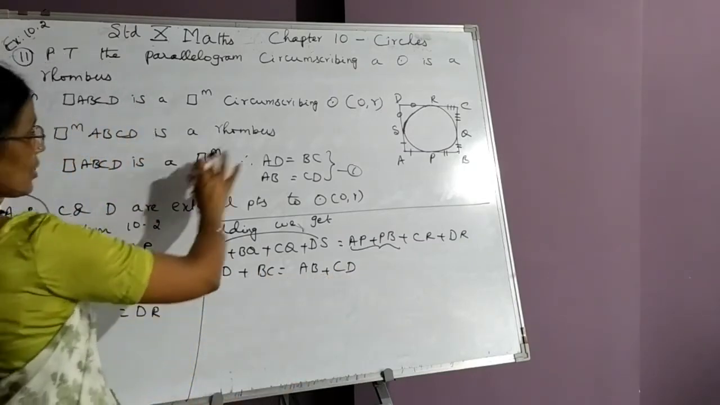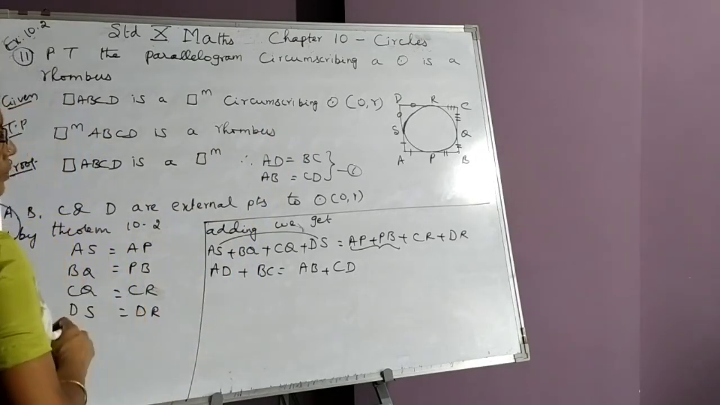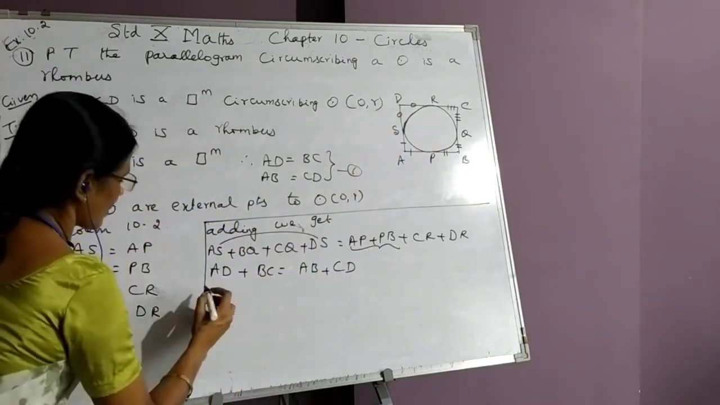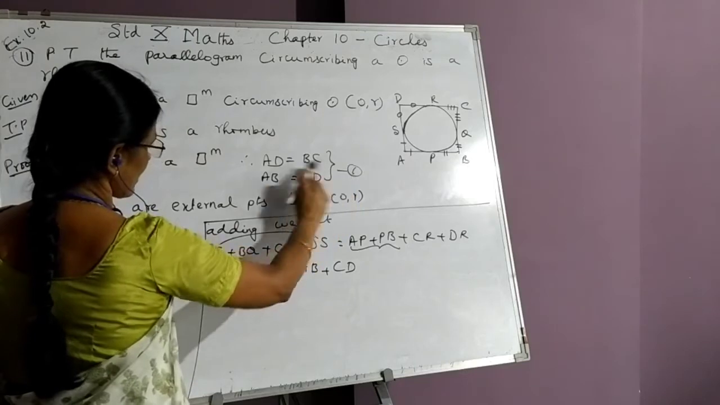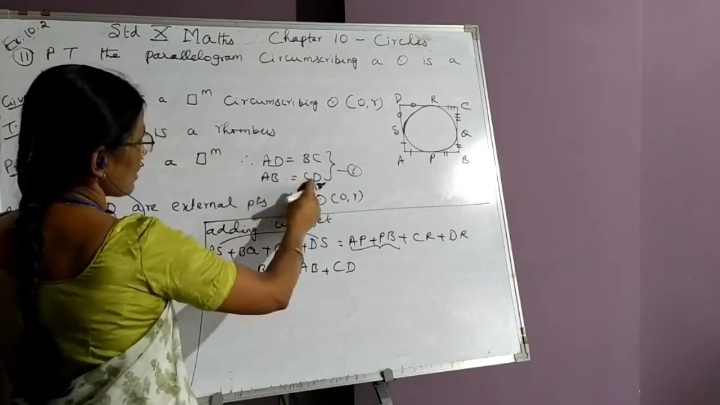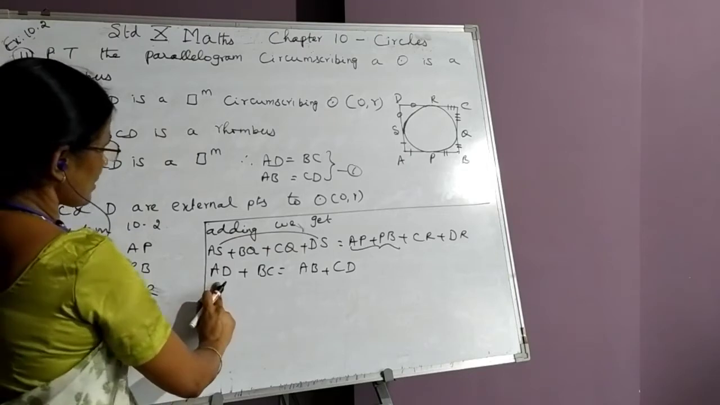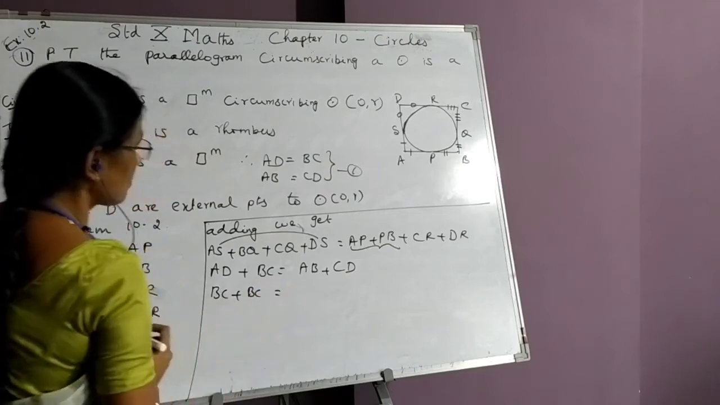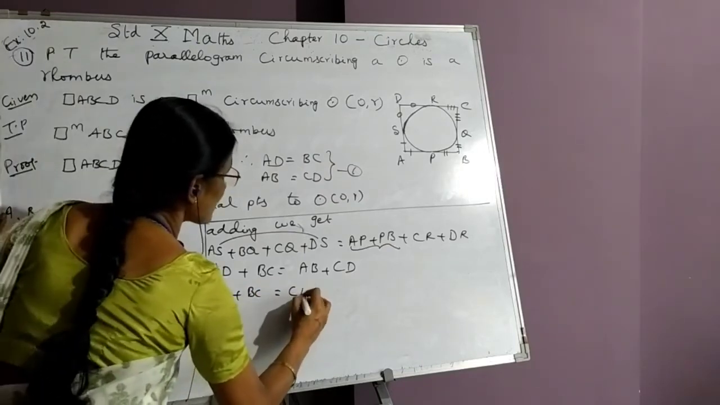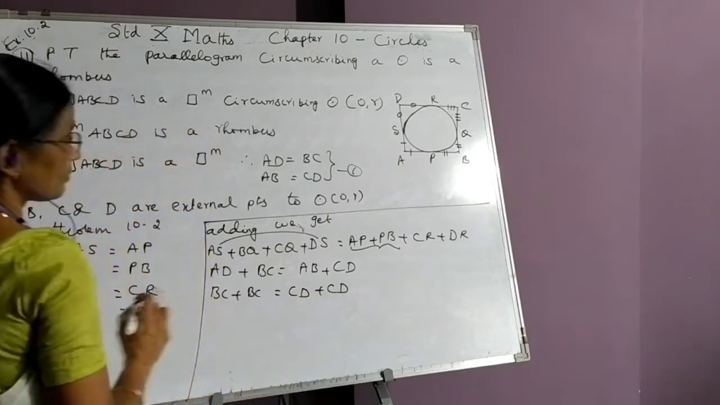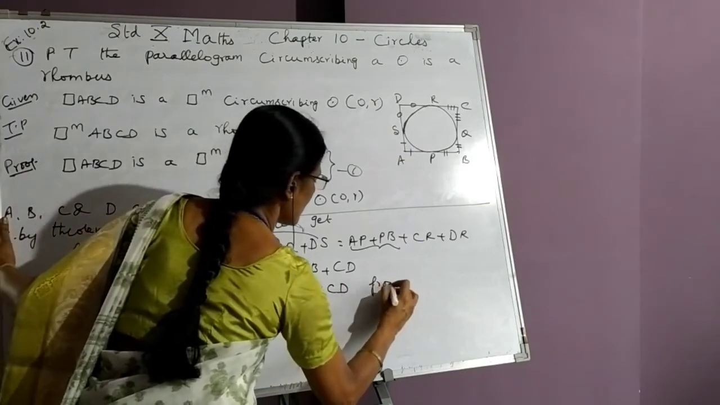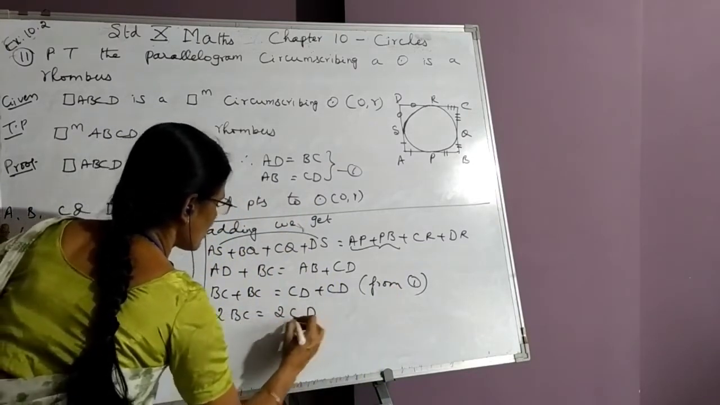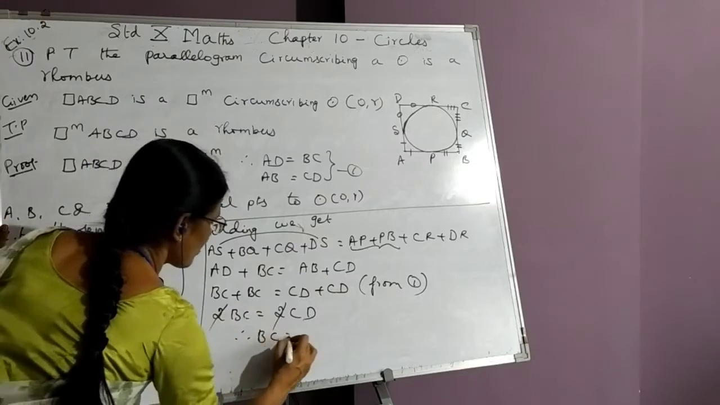But we have to prove it is a rhombus. How to prove it is a rhombus? A parallelogram becomes a rhombus if all the four sides are equal. But we know from the first result, AD can be replaced by BC and AB can be replaced by CD. So replacing AD by BC, we get BC plus BC is equal to CD plus CD. This is from result 1. Therefore, we get 2BC equal to 2CD. Therefore, we get BC equal to what?